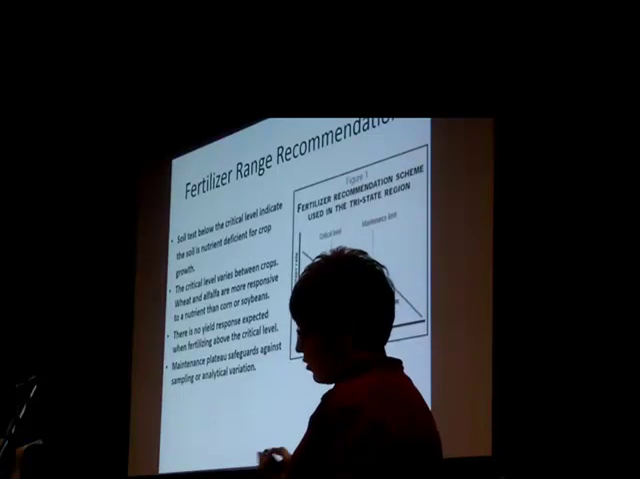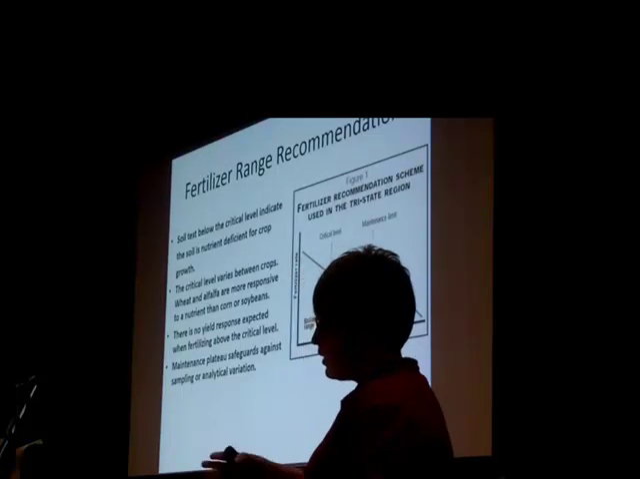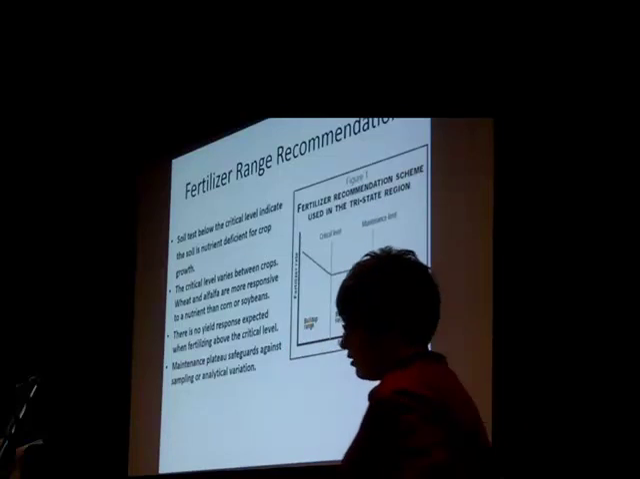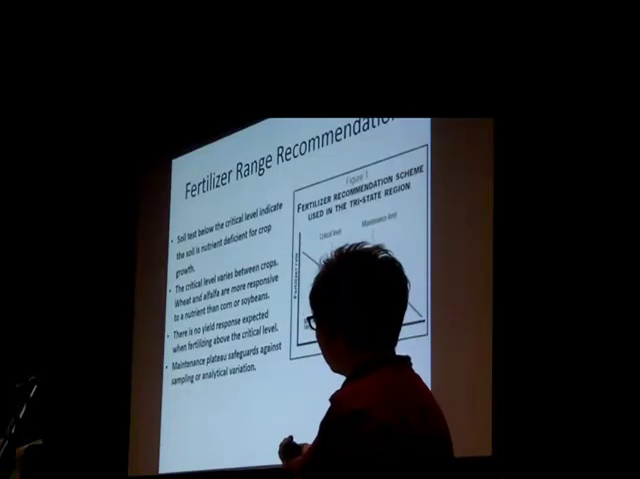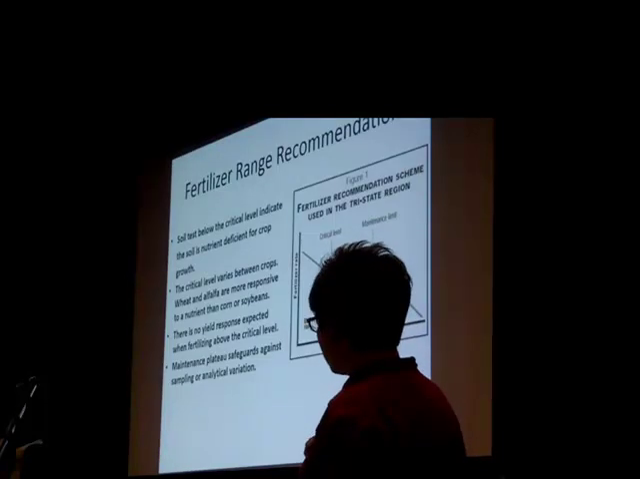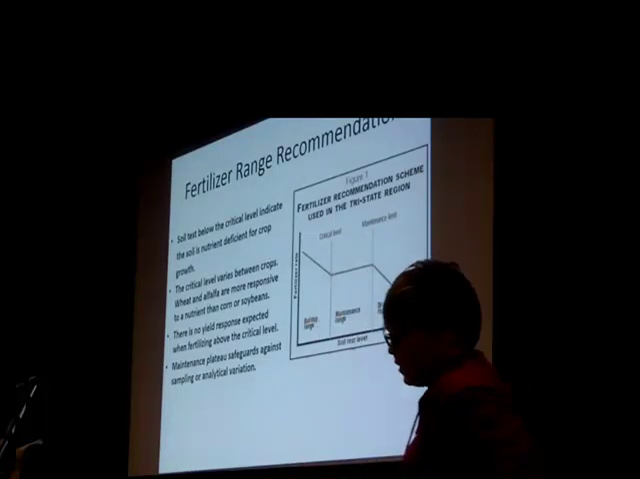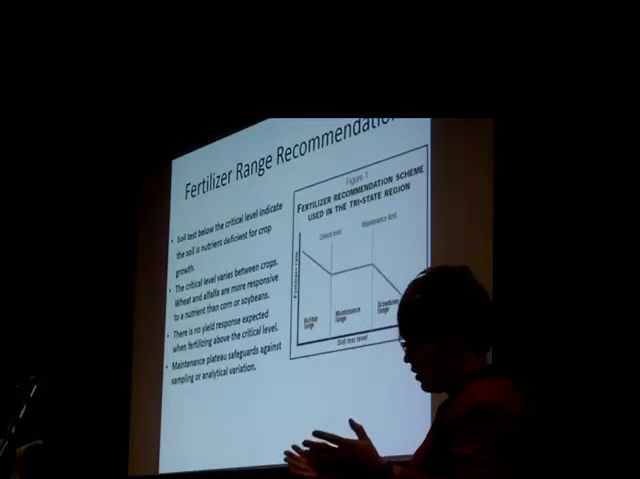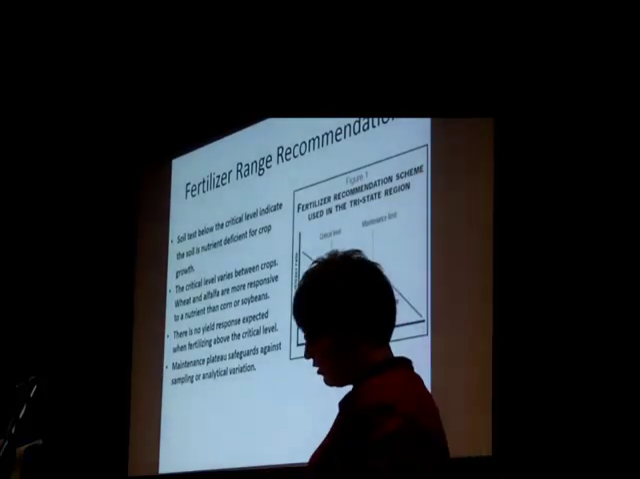But the question always comes into play, why is that maintenance range so wide? Why is there a big area? Well, it's basically a safety factor. The maintenance plateau safeguards against sampling or analytical variation. So if you have some areas that are making that soil test go off a little bit, just for security, that's why that maintenance range is so wide.